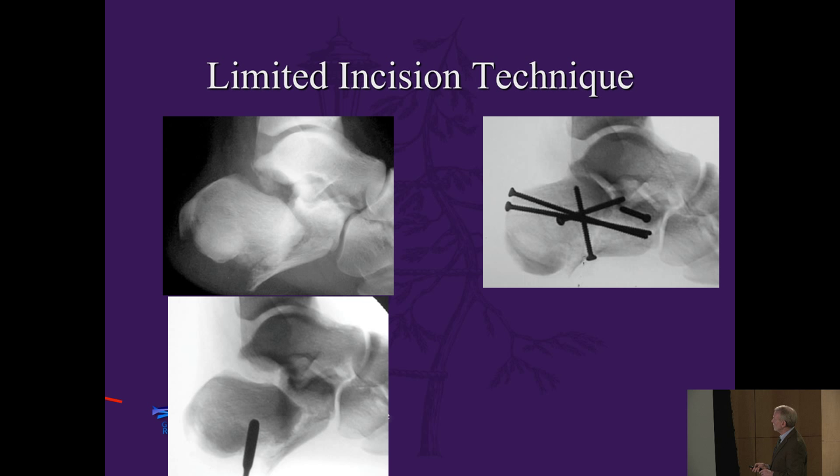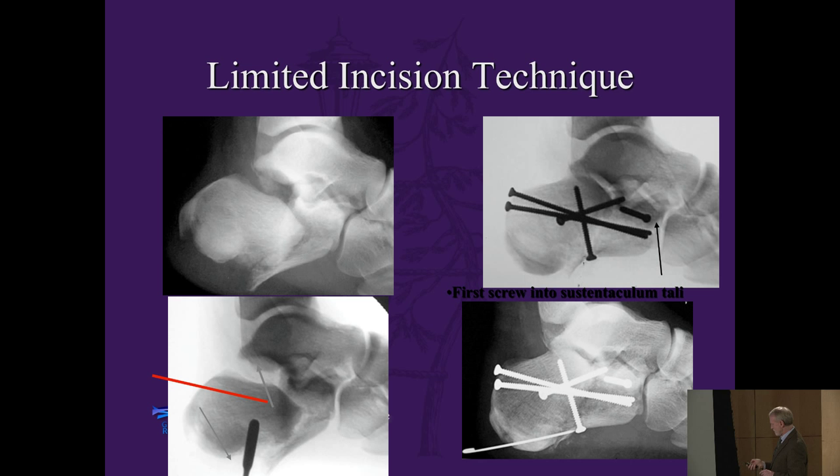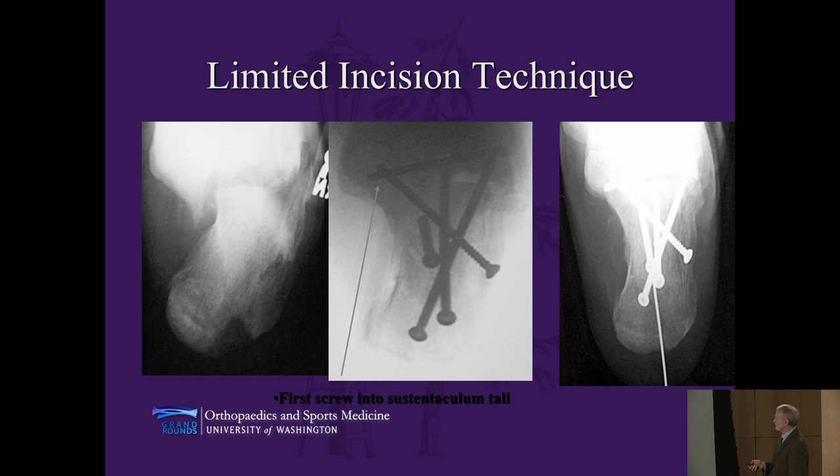I'm sorry, that's not showing up very well. But the anterior process has to be put together first with this screw, and that allows you to get these other crossing screws across the primary fracture line. So it can be used in a variety of conditions. You can get a fairly good reduction of that medial wall. You want to get a crossing screw into the sustentaculum tali, and you get that medial wall reduced back to normal.